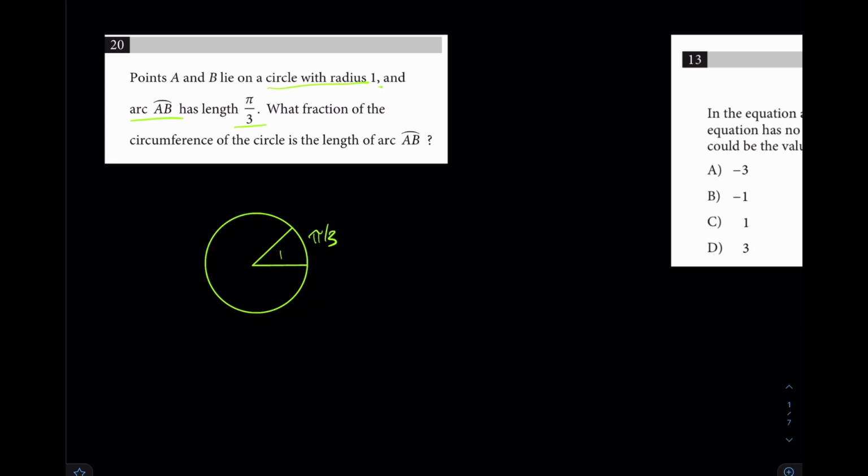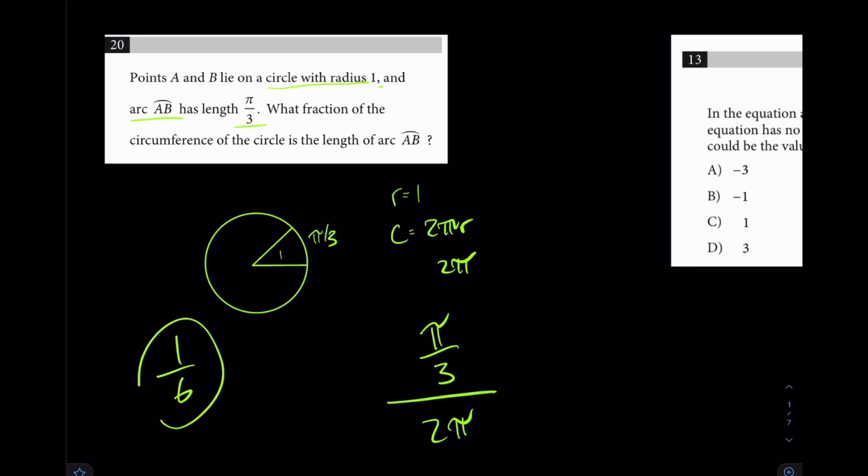Well, that's not that bad, because guess what? If I know that the radius is 1, what's the formula for circumference? C equals 2 pi r. What's the circumference of this circle? It's going to be 2 pi. At which point, I ask myself, wait a second, if the whole thing is 2 pi, how much of 2 pi is pi over 3? Well, you can do the division. It's pi over 3 over 2 pi. Really, how many pi over 3's go into 2 pi? I think it's 6. So it's actually going to be 1/6.